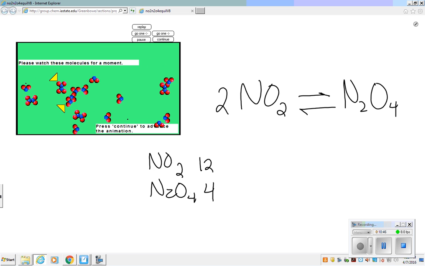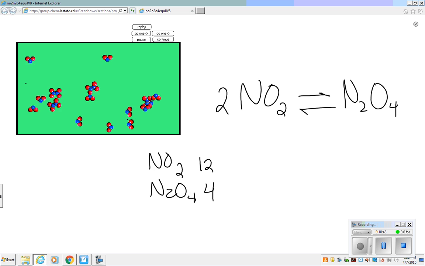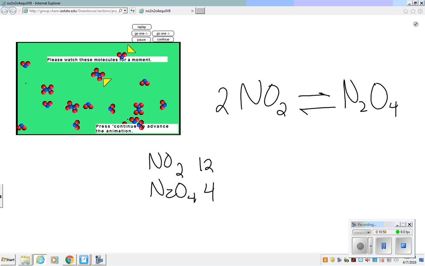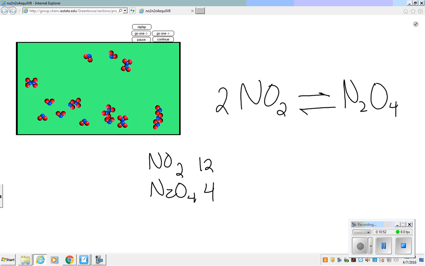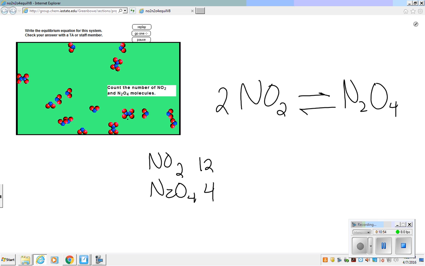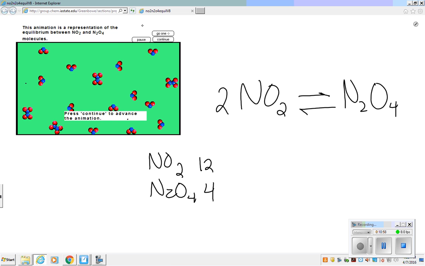And as I'm playing this, what you're going to see is every time two NO2s get together, somewhere else another N2O4 breaks down at the same rate, thus making it so that at any given time, even if I go back to the beginning, I'm going to notice I have that same number. As I'm running this, I always have those same equilibrium concentrations. NO2, I always have 12, and N2O4, I always have 4.